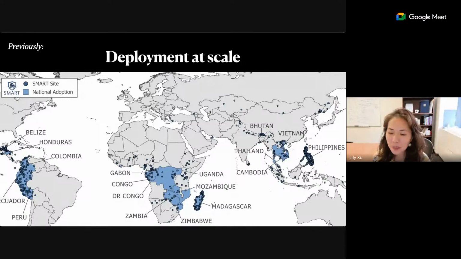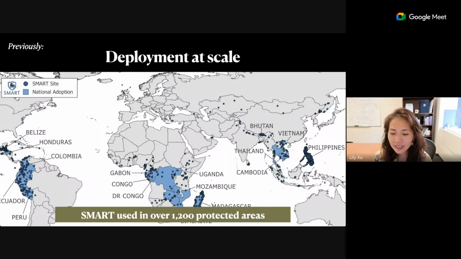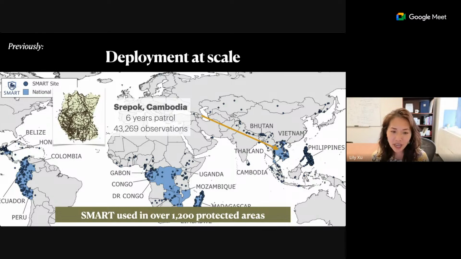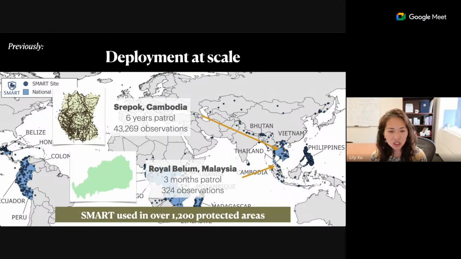So SMART is widely used by protected areas around the world, and some of them, like Sripak, have relatively plentiful historical observations, but others of them are just beginning to collect data. They're only getting set up with a SMART system now. So I was speaking with protected area managers in Malaysia at Royal Belum State Park, and they were really interested in getting more informed predictions and recommendations for how to strategize their patrols.